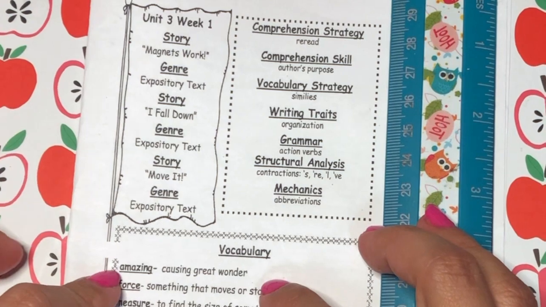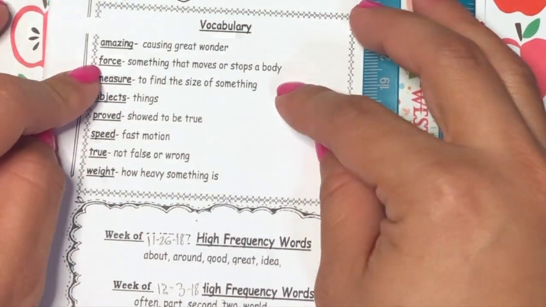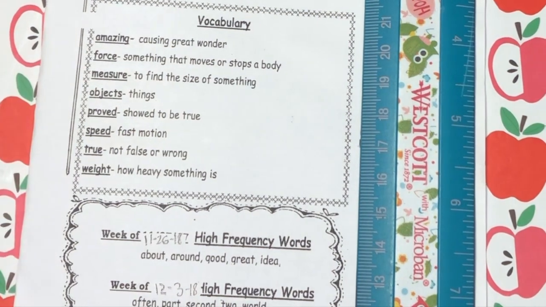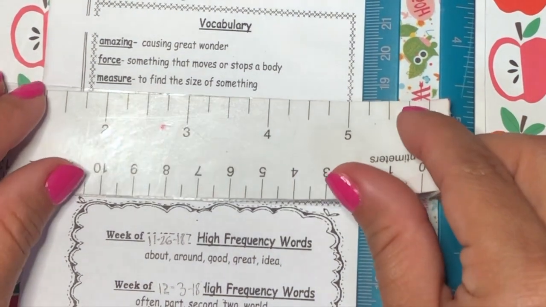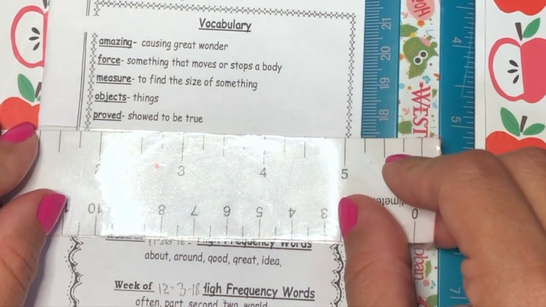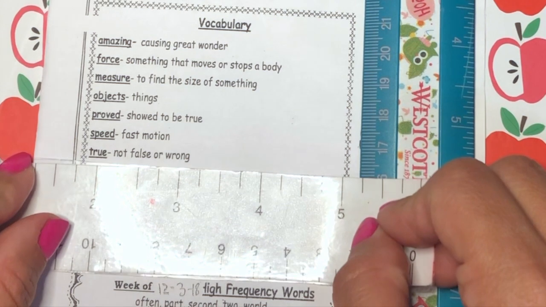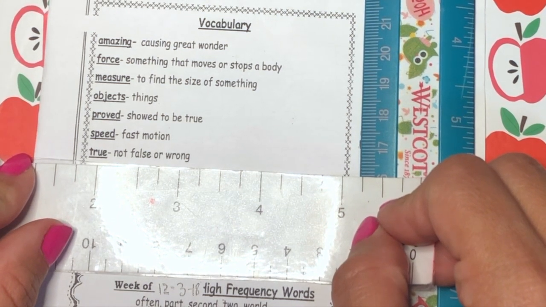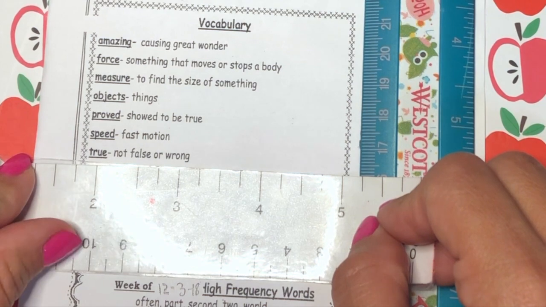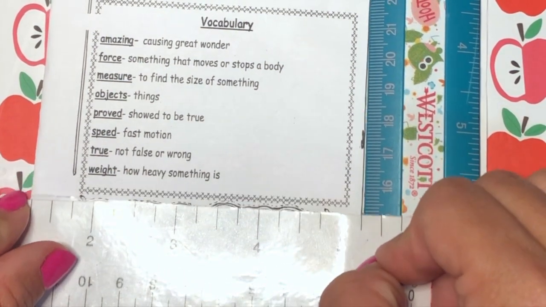Amazing, which means causing great wonder. Force, something that moves or stops a body. Measure, to find the size of something, objects or things. Proved, shown to be true. Speed means fast motion. True means not false or wrong. That means it's correct. Weight, how heavy something is.